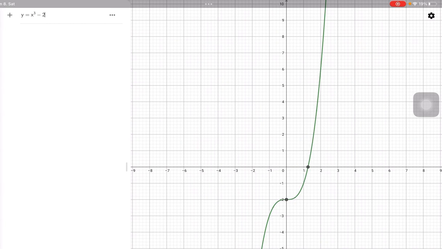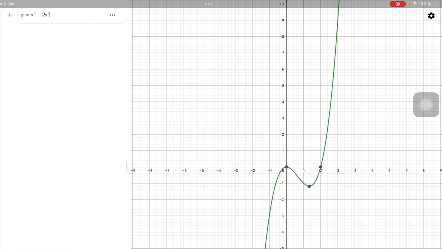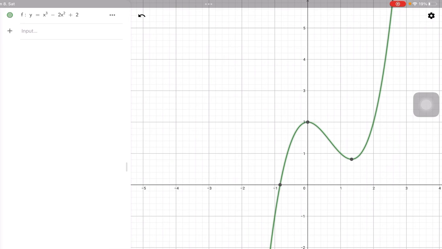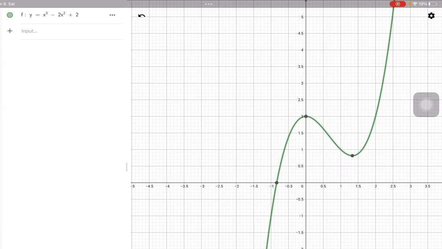For example, if you see this graph, plus 2, as you see here from this graph, we can have a maximum and a minimum also. And also we can have an inflection point between these 2 points. Finding this equation is very easy and also very nice.